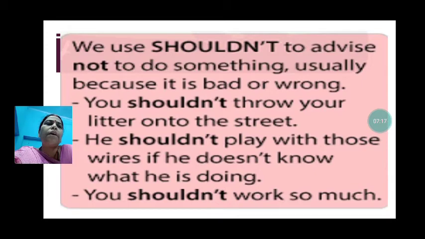He shouldn't play with those wires if he doesn't know what he is doing. So if we do not know how to mend the wire or how to work with electricity, then what should we do? We should not play with the wires because it can hurt us. Then, you shouldn't work so much. So you are not that well. You should not work. You should take a rest over there.